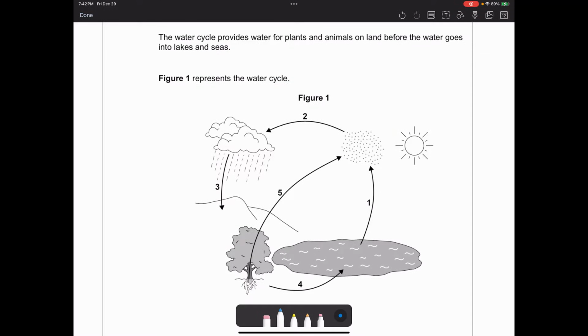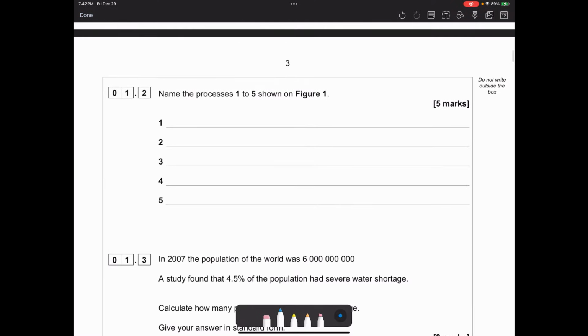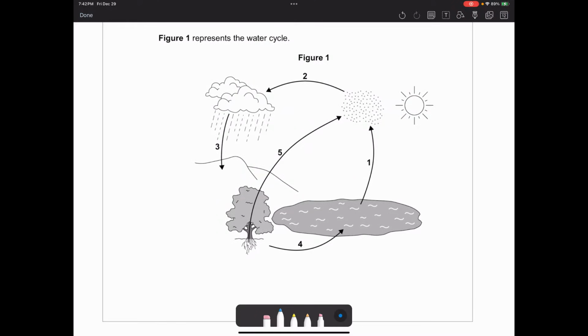So the water cycle provides water for plants and animals on land before the water goes into lakes and seas. Figure 1 represents the water cycle, and you've got your different arrows here, numbered 1 to 5. What you have to do is name 1 to 5 in these different labels. So I'll annotate it on the actual diagram, but obviously you just put it in the right spaces. So first of all, I've got a lake or a river of water and it's going up into the atmosphere. So 1 would be evaporation.